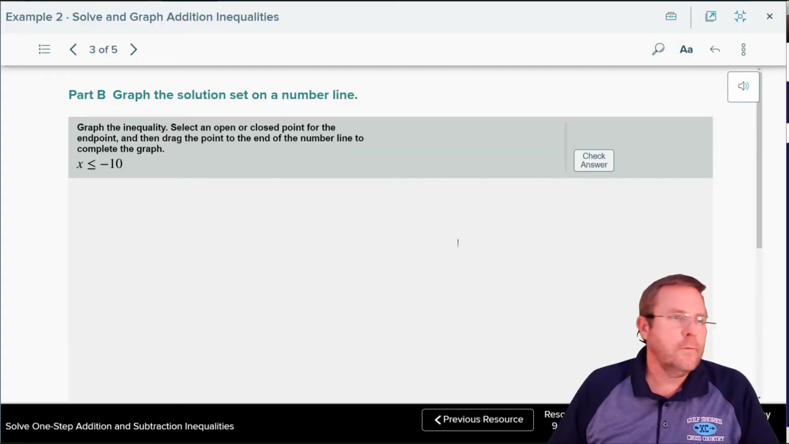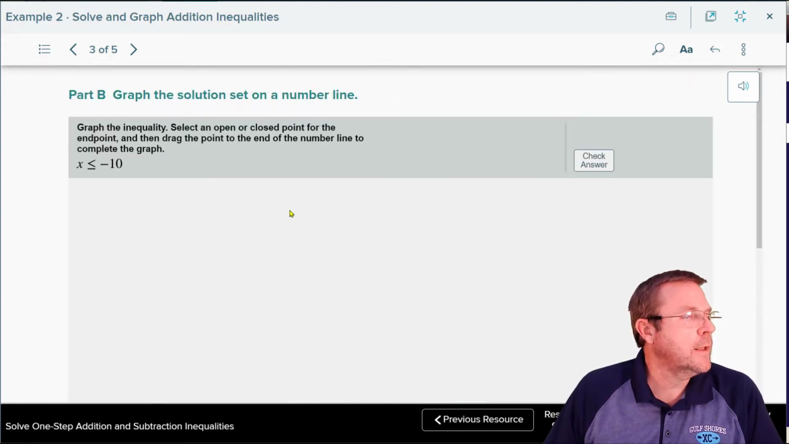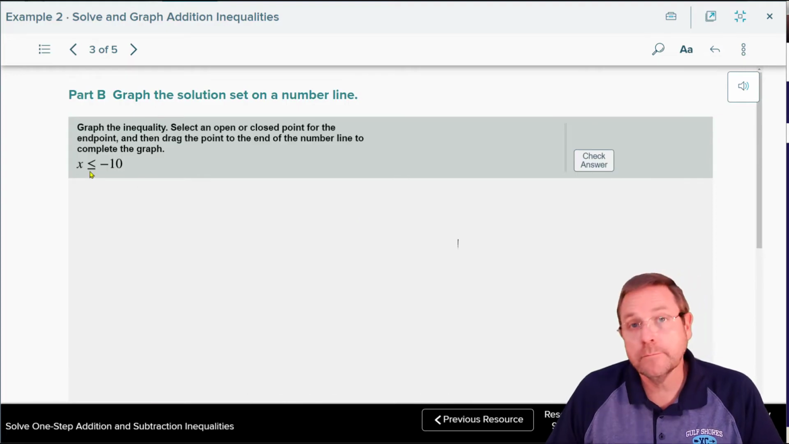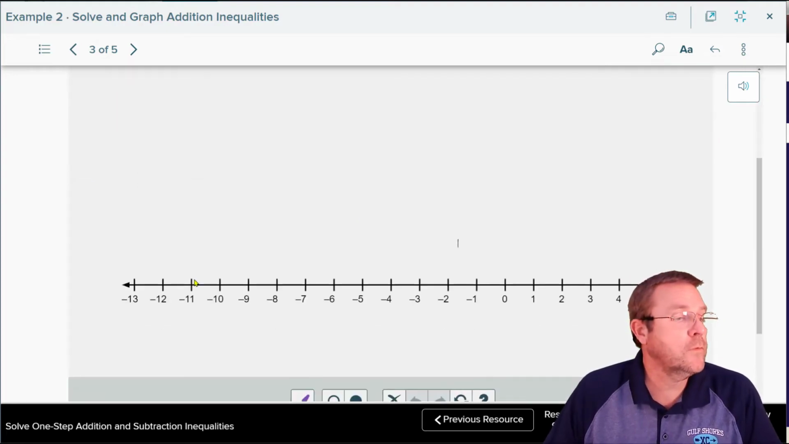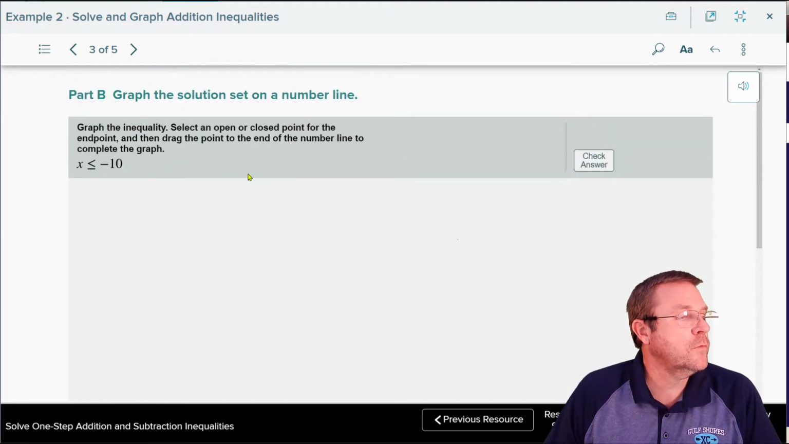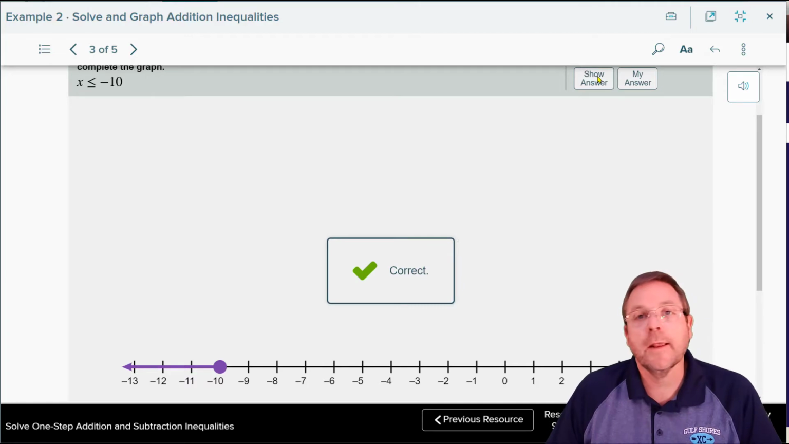Next, we get to graph that on our number lines. We're going to come down to our number line. It's going to be a negative 10 right here. Was it an or equal to? It is an or equal to. That means we have to use a solid circle. We also know that it is going to be smaller than negative 10. So we're going to start at negative 10 right here, drag our arrow to the left, and hit check it. And the answer is going to check correct. That's all there is to doing these things.